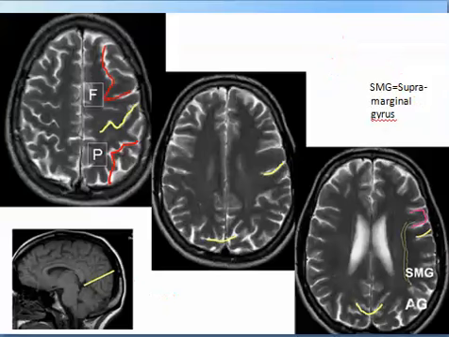Now, we have to know something about fasciculi. A fasciculus is the group of fibers connecting one gyrus to another. If it is nearby, they are called arcuate fibers or U-shaped fibers. If it is away, it is called fasciculus.